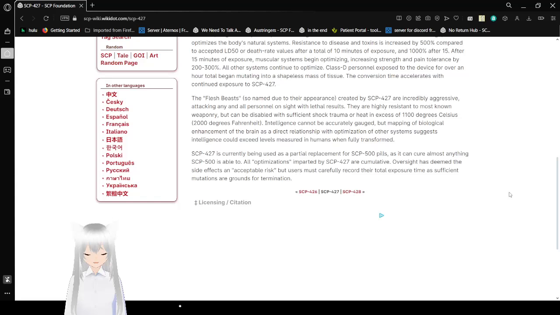SCP-427 is currently being used as a partial replacement for SCP-500 pills, as it can cure almost anything SCP-500 is able to. All optimizations applied by SCP-427 are cumulative. Oversight has deemed these side effects an acceptable risk, but users must carefully record their total exposure time, as sufficient mutations are grounds for termination.